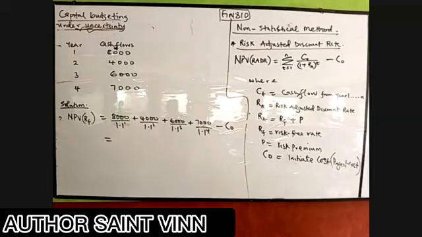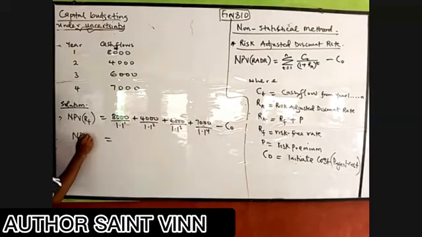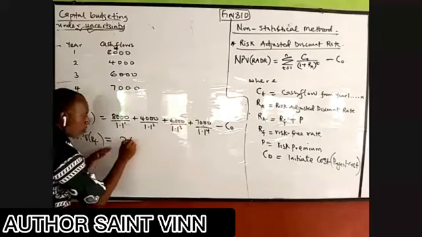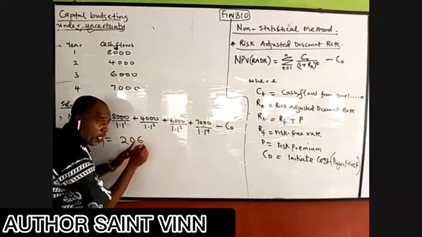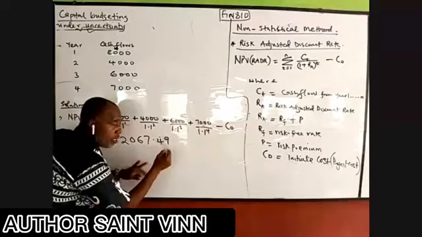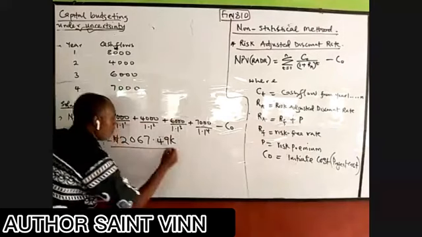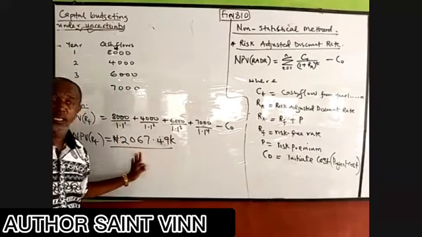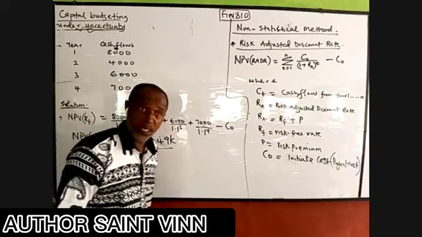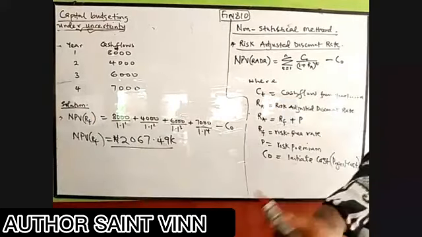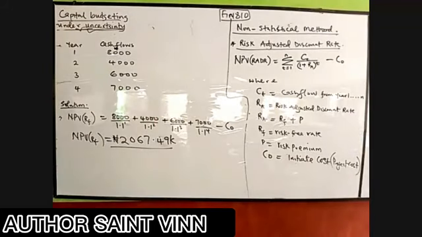Let me just see the NPV, risk free, 2,067.36. So NPV is positive because it's risk free. But that's not where we're going. We have to do this first and then do the second one for us to take the decision. Who is not clear? Are you following?